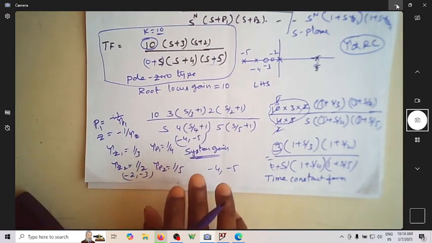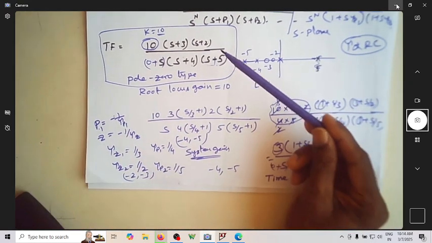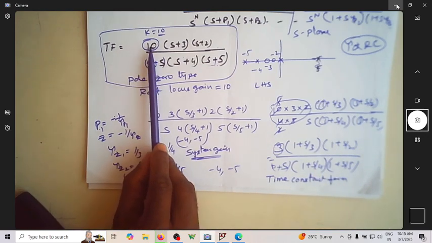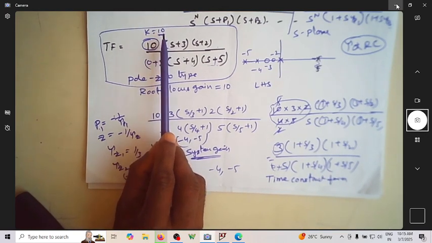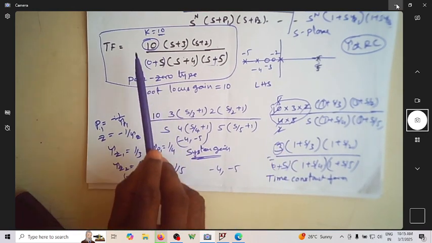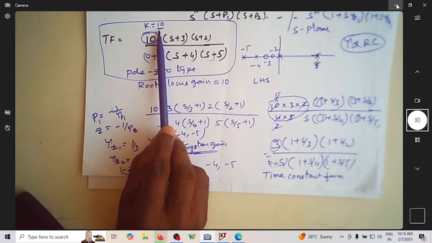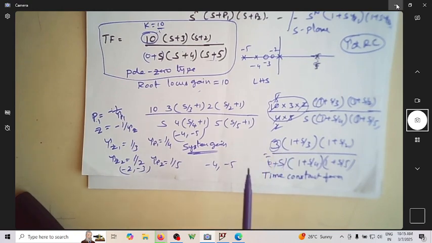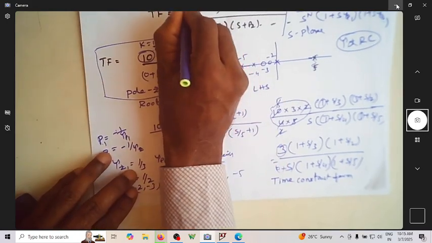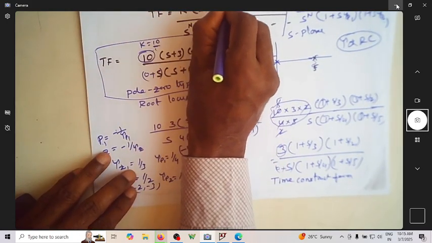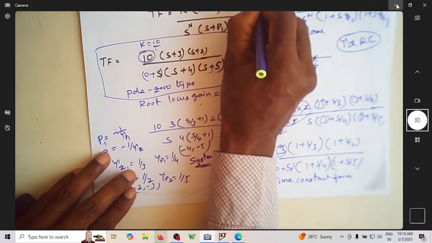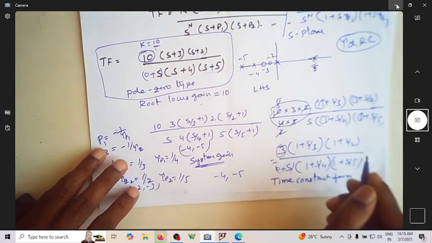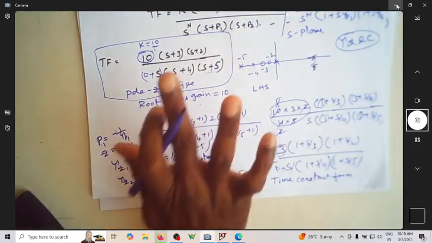Meaning to say, when you are representing a transfer function in pole zero form and time constant form, the only thing that changes is the k value. Now this was 10, now it will become 3. What is this 10? 10 is called the root locus gain. What is this 3? This 3 is called the system gain. So here this k is root locus gain. What is this k dash? K dash is system gain. Please note this.